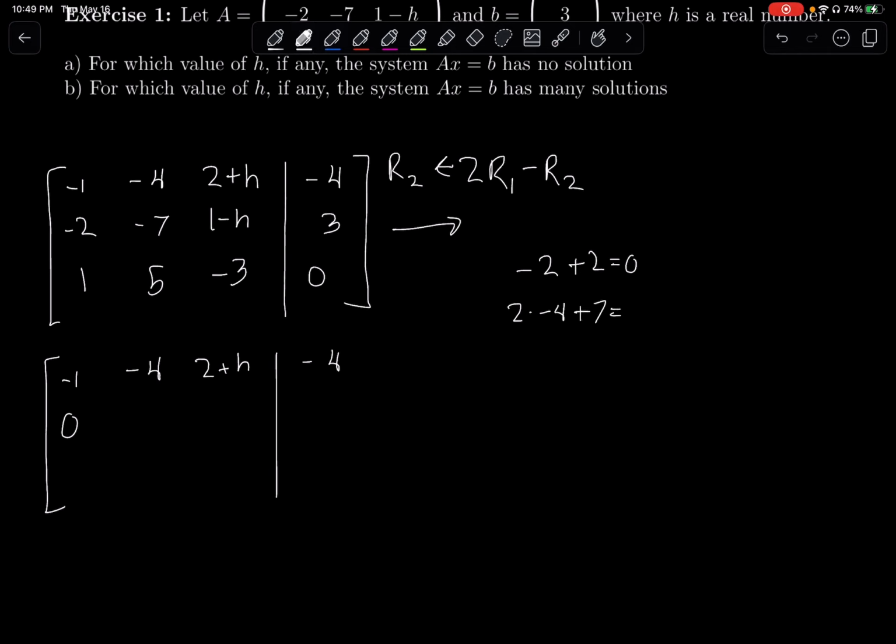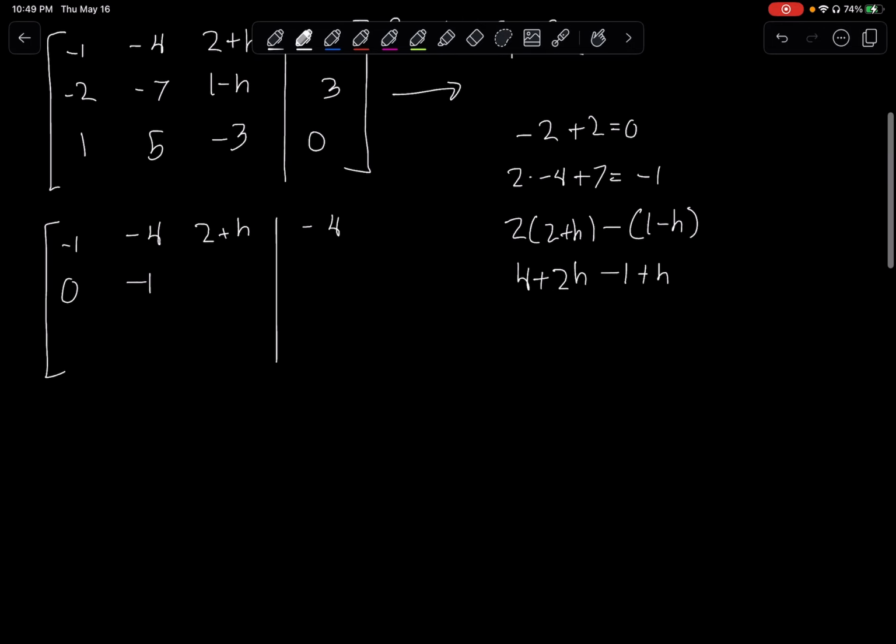So -8 plus 7 is going to give you a -1. So I'll put -1 right here, right? So we're going to do now 2 times this minus that, right? So I got 2 times 2 plus h minus 1 minus h, right? So what is that really? That's 4 plus 2h minus 1 plus h, right? So then what do these two numbers give you? They give you a 3. What do these two numbers give you? They give you a 3h, right?